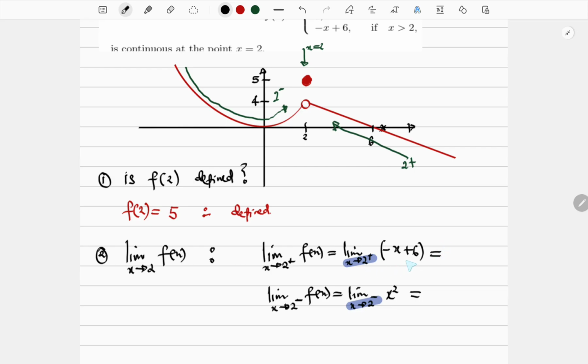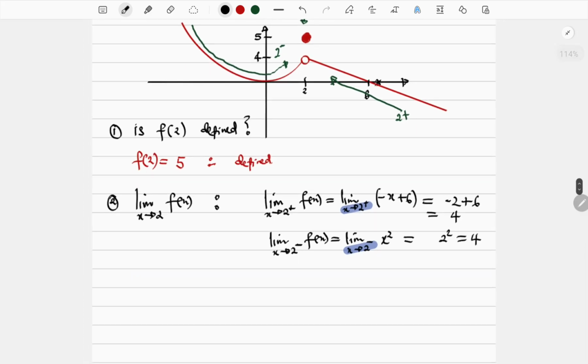So what we just do here is substitute 2 in this function. If we substitute 2, we just get minus 2 plus 6. And here we get 2 squared, which is equal to 4. And minus 2 plus 6 is equal to 4.